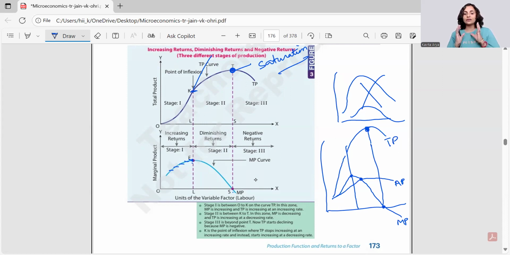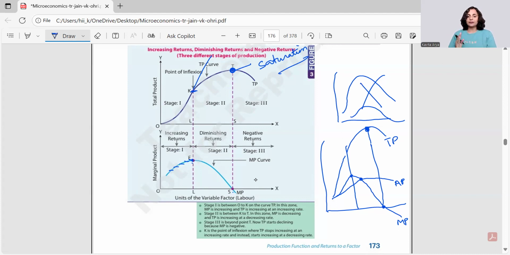So if we want to give the clear crux of the story, in the first stage all three of them are rising, and in the third stage all three of them are falling, but MP is negative here. In the second stage, and most often the questions are asked from the second stage only because this is the most different, MP is falling and getting to zero, TP is rising, but is rising diminishingly, and AP rises till the intersection and then starts falling. So there are two inherent stages of AP within stage 2.